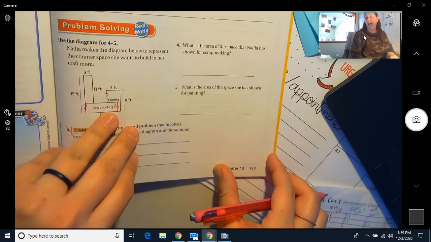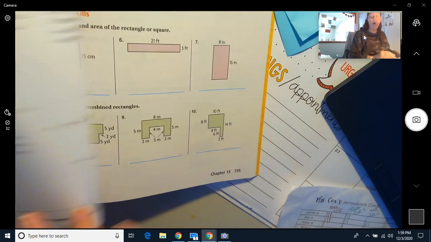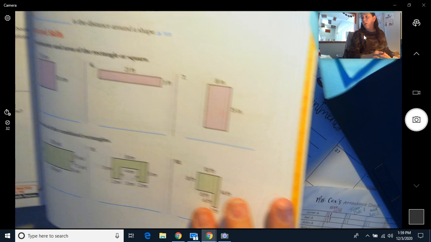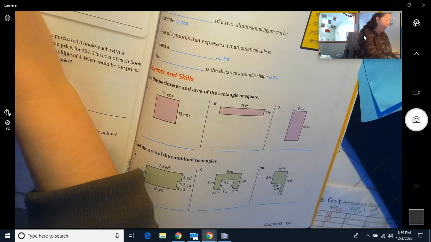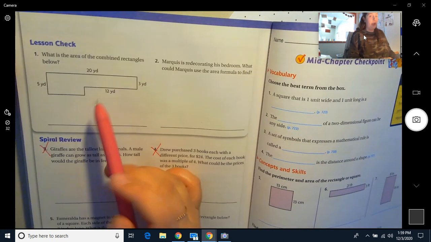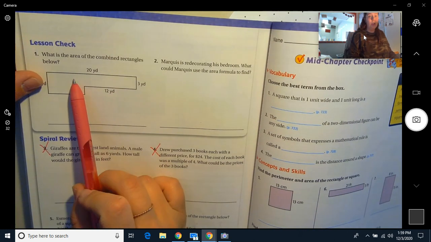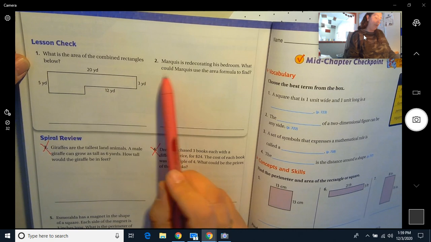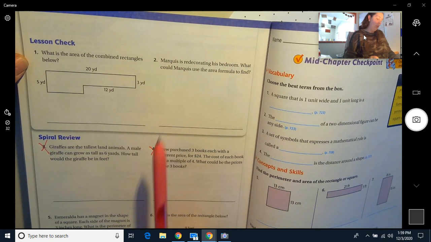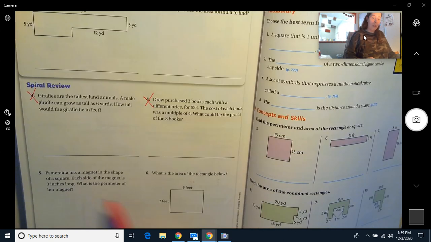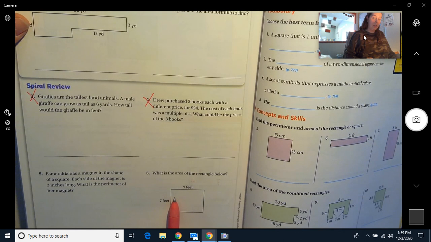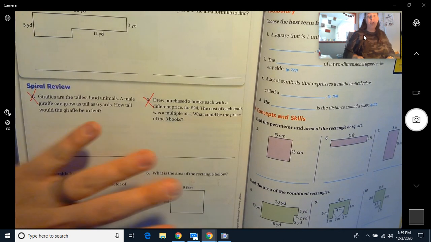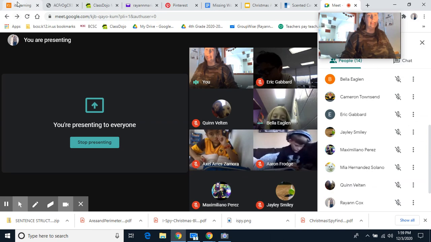Okay? On page 734, no number 3 and no number 4. So you are doing number 1, number 2, number 5, and number 6. I'm going to show you It's Learning real quick too, and then I will take questions on It's Learning.